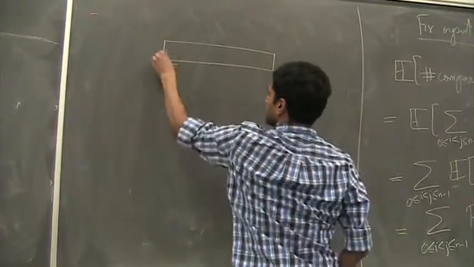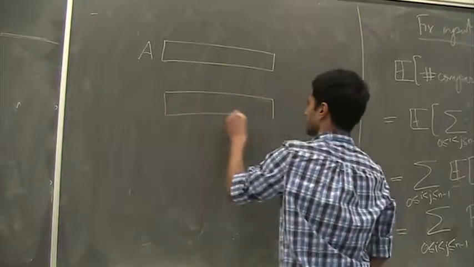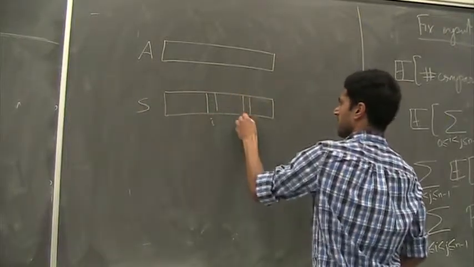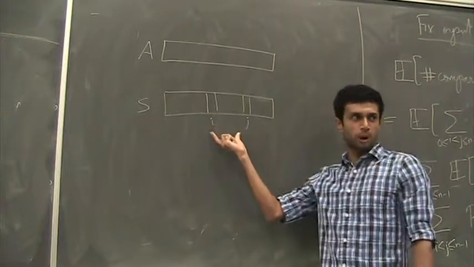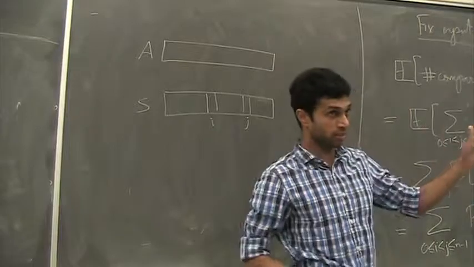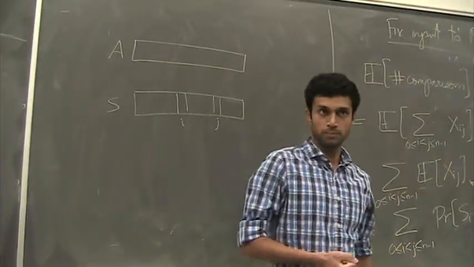So I'm just going to look at A and S. And so you have Si and Sj. And you want to know, what is the probability that these are going to be compared in some recursive call, right? Not just in the top recursive call.